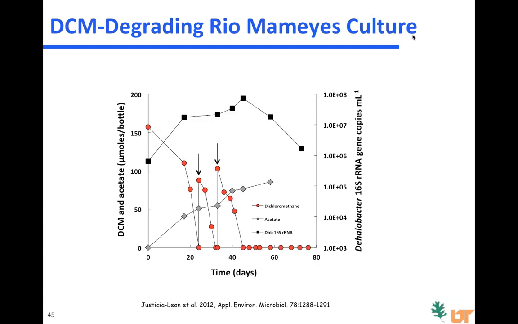So you see in red, DCM is degraded. When we spike DCM, it's degraded faster. The only product we find is acetate, shown in gray, and a type of Dehalobacter strain, shown in black, is growing when DCM is degraded. The bottom line is we had a culture that can degrade DCM.